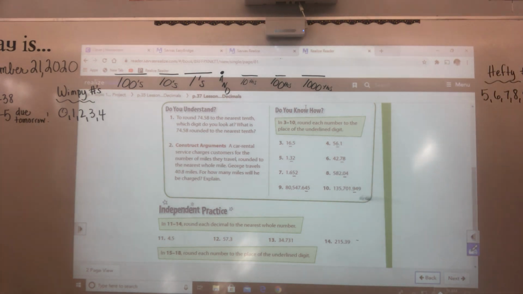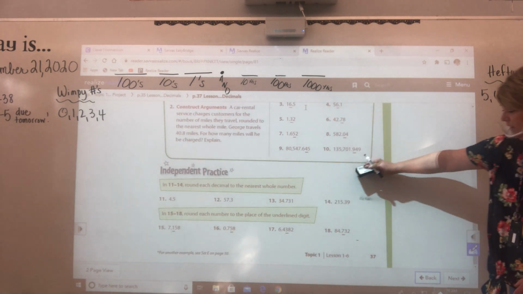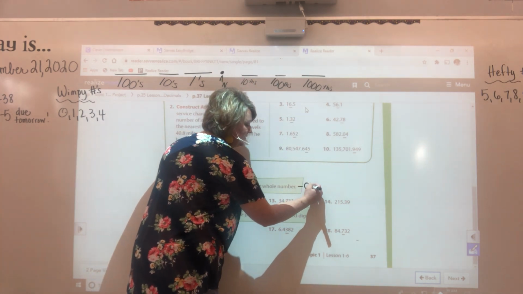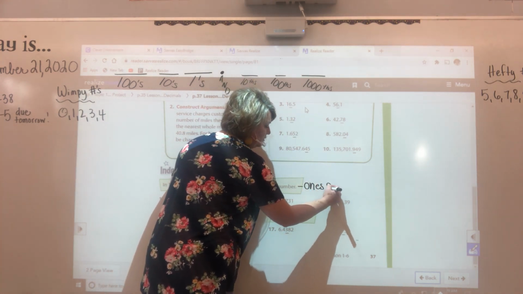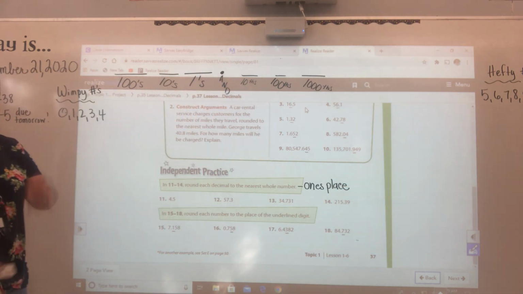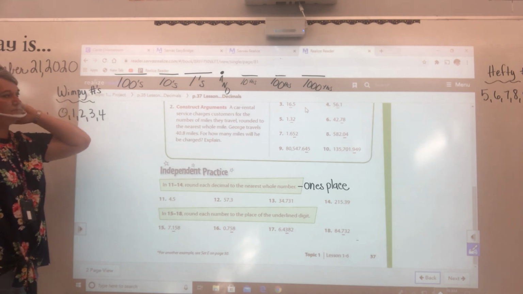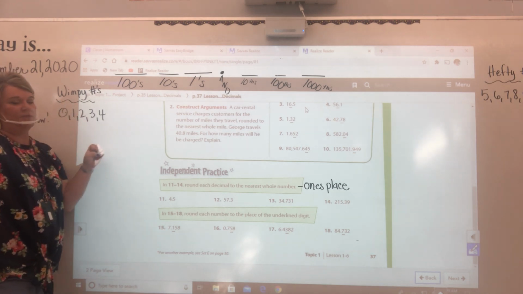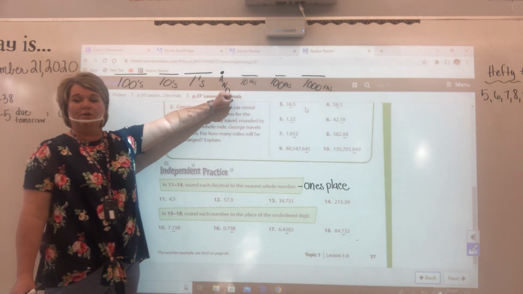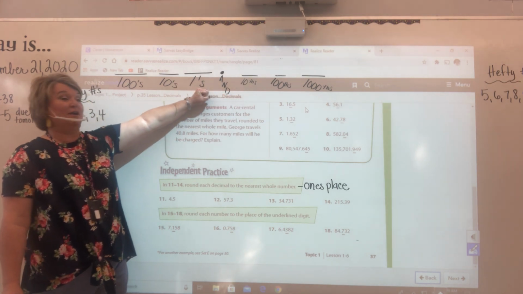Okay, let's keep going. In 11 through 14, round each decimal to the nearest whole number. I'm going to give you a huge hint. Whole number means the ones place. So write that on your worksheet. That's a huge hint. Whole number means the ones place. Now, if you'll look at your cheat sheet, find your decimal on your cheat sheet. Where's the ones place? Left of it. Right in front of it, isn't it?